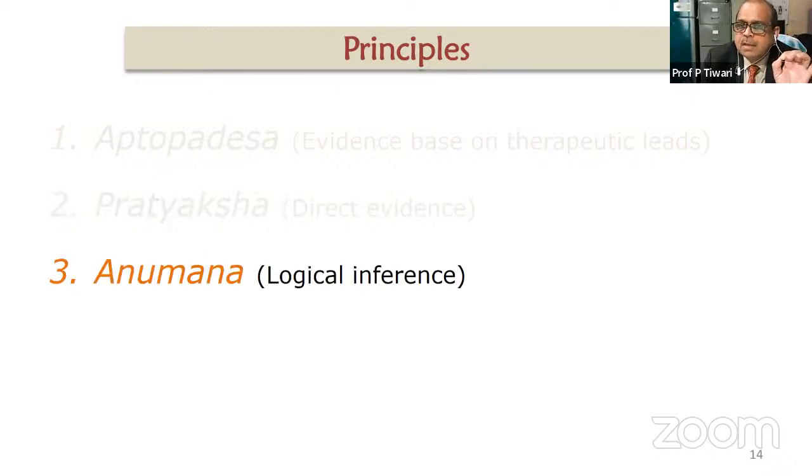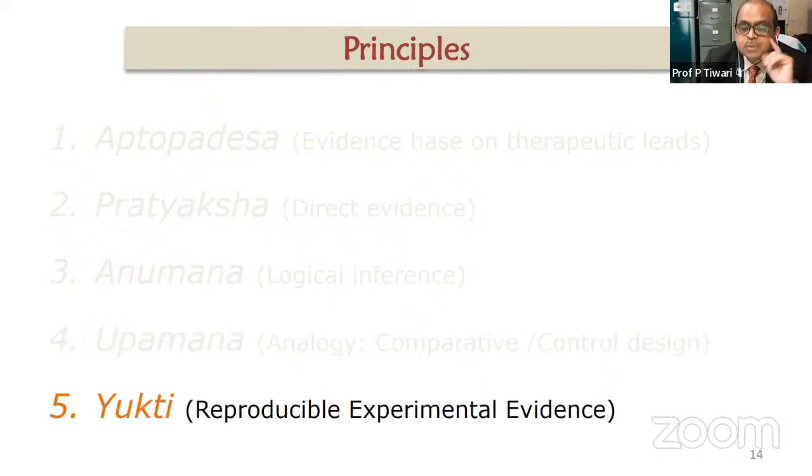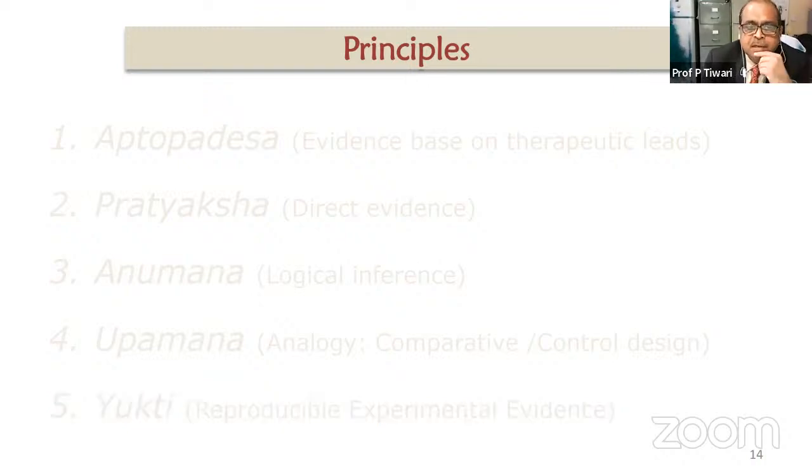Anumana is guess, and that is what is translated into a logical inference, an educated guess. And Upamana is an analogy. And the last one is Yukti, which is a reproducible design of an experiment. Now with these five principles, the clinical trials on Ayurvedic medicines stand. And those five are simple to understand.